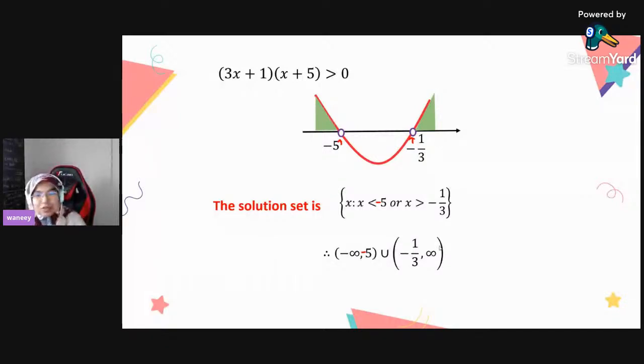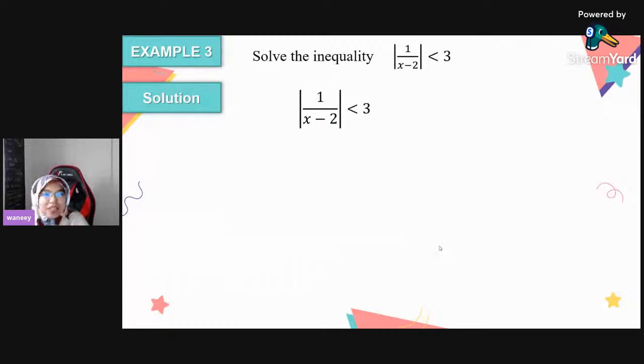Inequalities and absolute value. Okay, next. Solve the inequality: absolute value of 1/(x-2) less than 3. Okay, so we do see the absolute value sign. So we need to open the absolute value sign by using the basic definition first.